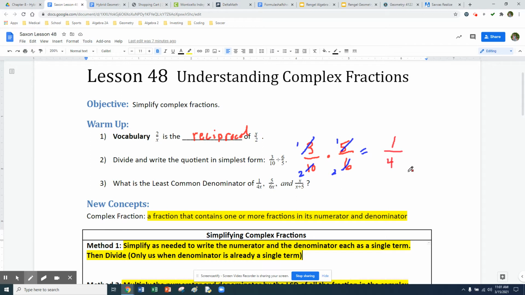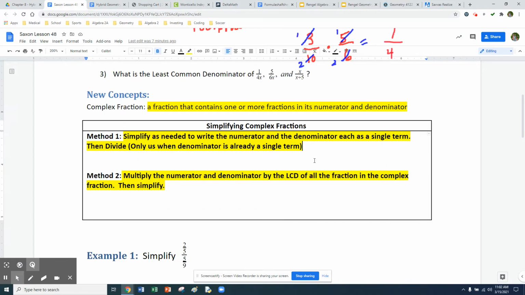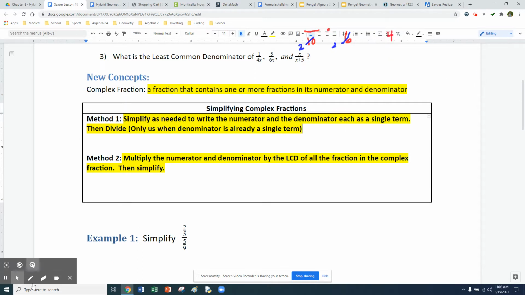So that is going to be one of our strategies we can use to simplify complex fractions: we're going to use division. Now let's start talking about what complex fractions are and what they look like. A complex fraction is a fraction that contains one or more fractions in its numerator and denominator. So an example of a complex fraction could be a over b. That within itself is a fraction, but then that could be just in the numerator. Then down your denominator, you could have another fraction, maybe c over d. So in our numerator and denominator, we have fractions. So we're going to talk about how we simplify those fractions.